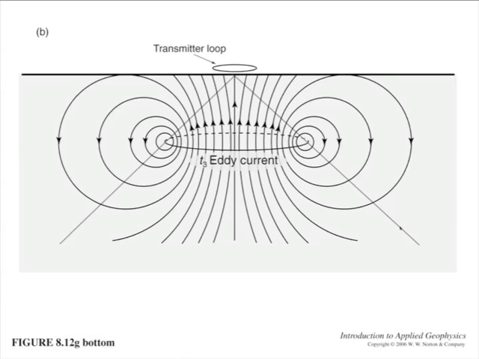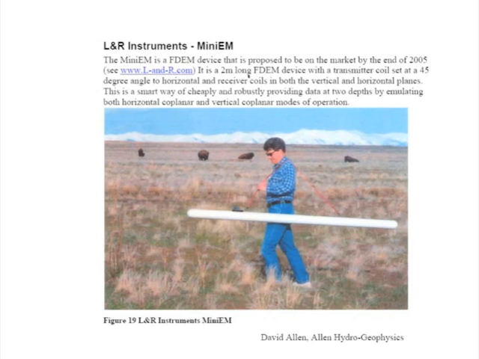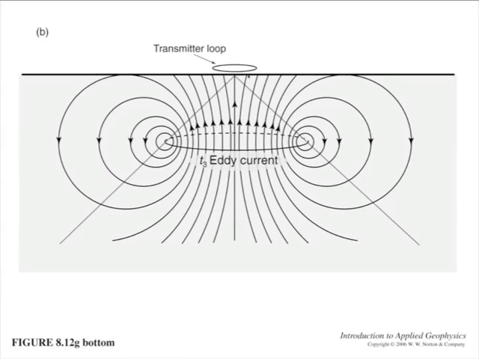All right. So we have this kind of magical smoke ring eddy current that we got just by suddenly snapping off a transmitter loop that had a current in it until we shut it off. So that's the basics of time domain electromagnetic surveying.